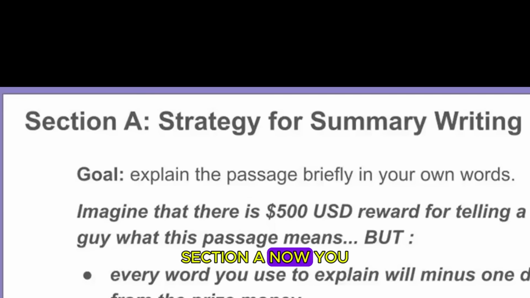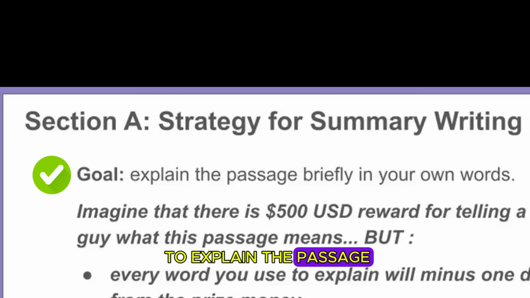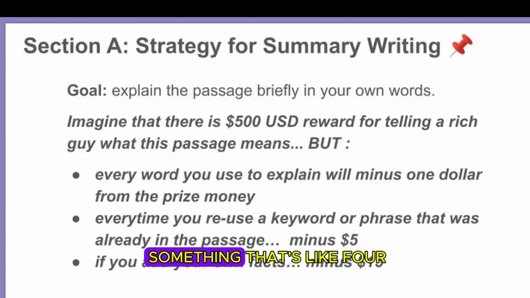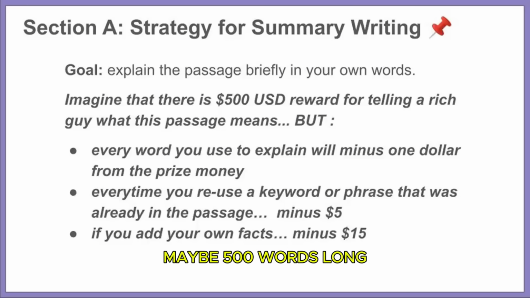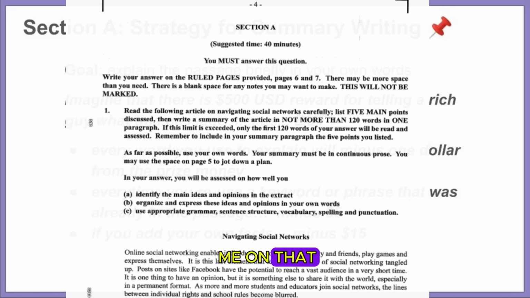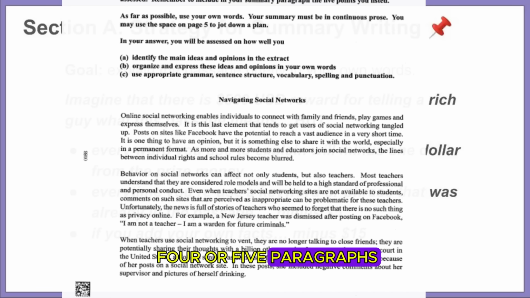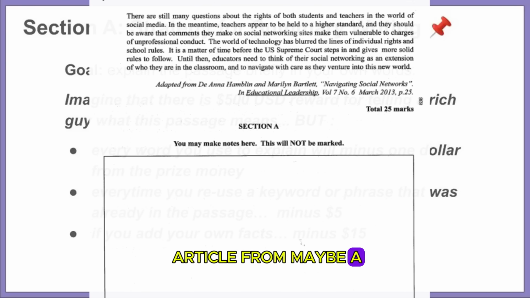Now your goal here, and what they want you to do, is to explain the passage briefly in your own words, right? So this passage is something that's like 400, maybe 500 words long. Don't quote me on that. I think it's that long, but I know it's 4 or 5 paragraphs is what I really meant to say. So it's like an article from maybe a newspaper, magazine, something like that.